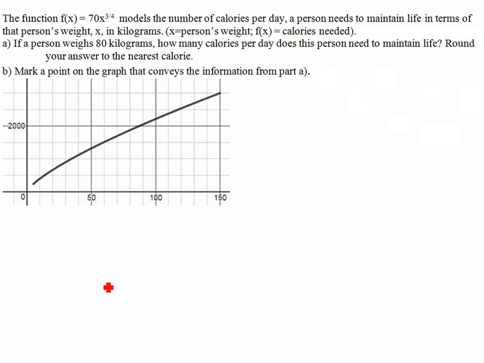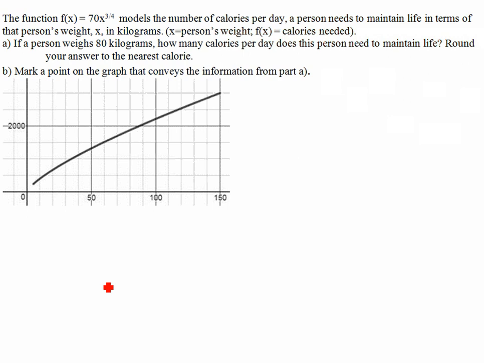Let's take a look at this problem. The function f of x equals 70 times x raised to the 3/4 models the number of calories per day a person needs to maintain life in terms of that person's weight, x in kilograms. x equals the person's weight, f of x equals the calories needed. A. If a person weighs 80 kilograms, how many calories per day does this person need to maintain life? Round your answer to the nearest calorie.